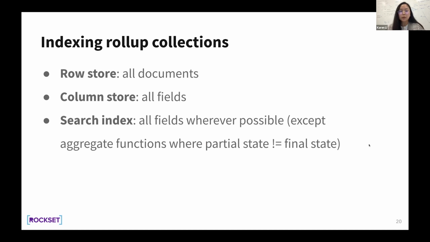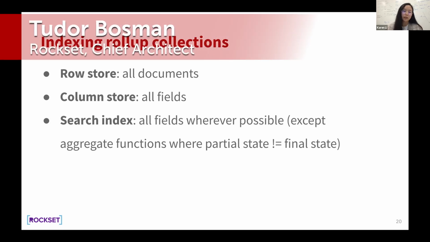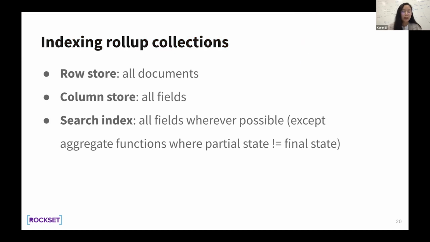Another change to the design with Rollups is how we index these Rollup collections. Like Tudor was saying before, we have converged indexing, which means that we store all of the data in 3 different indexes. The row store and column store stay the same, and the only change is in the search index. With Rollups in the search index, we index all fields except for the ones where the aggregate function value has a different partial state from the final state.